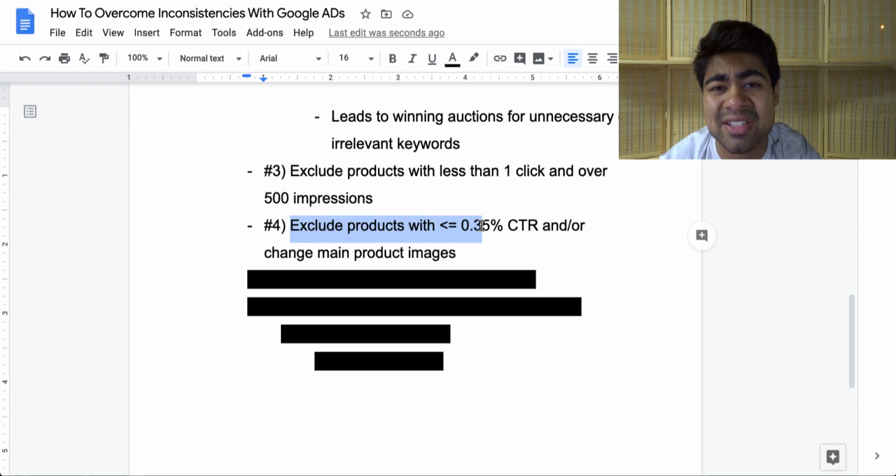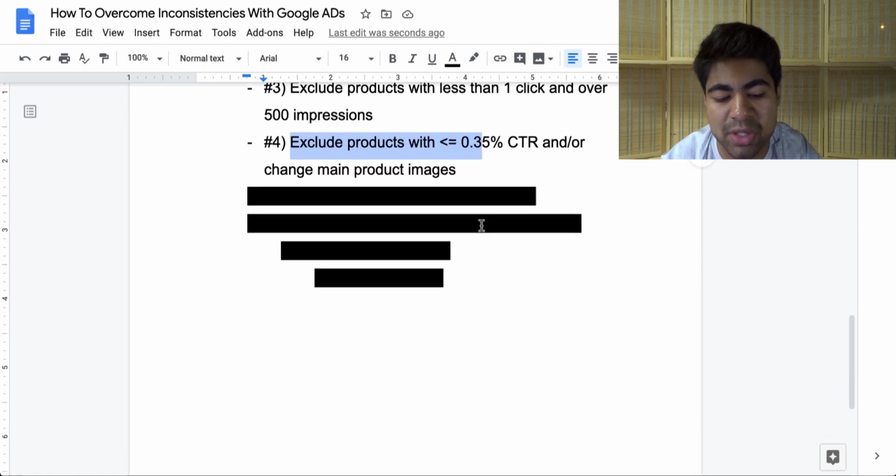And I have a whole playlist on Google Ads on how to choose the right image, how to make a description, etc. You can watch that video after this one. I'll leave the link in the description below. But simply exclude the products or change the product images.